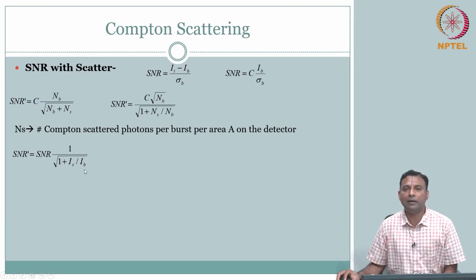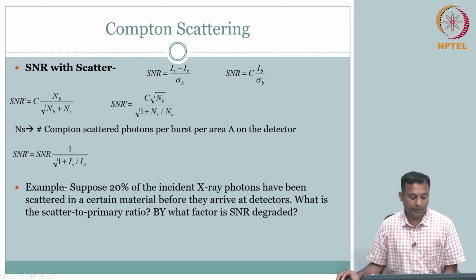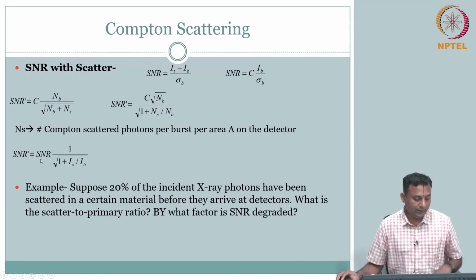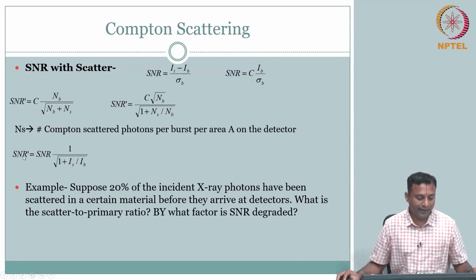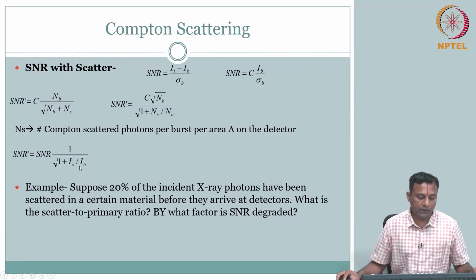What is this IS by IB? Oh, we already talked about it: the scatter to primary ratio. So SNR dashed is essentially what SNR would be without Compton scattering, multiplied by 1 by 1 plus the scatter to primary ratio. So the denominator goes greater than 1.